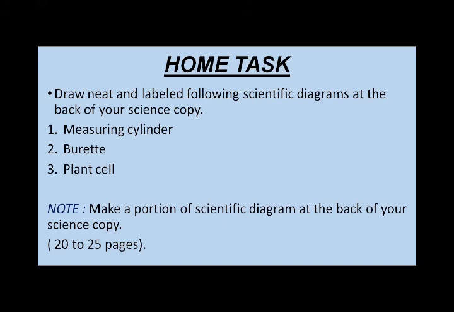Make a portion of scientific diagrams at the back of your science copy, 20 to 25 pages. I think all of you understand the home task. Okay, now again I will repeat your home task. Draw neat and labeled diagrams at the back of your science copy: measuring cylinder, burette, and plant cell. Make a portion of scientific diagrams at the back of your science copy, 20 to 25 pages.